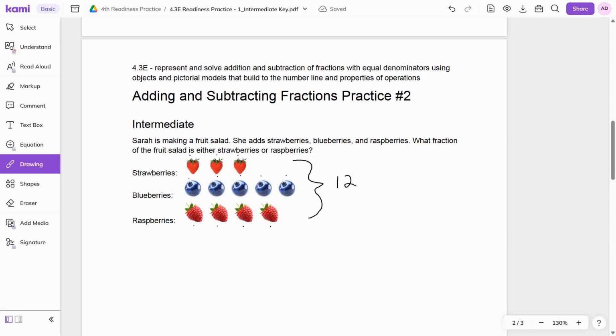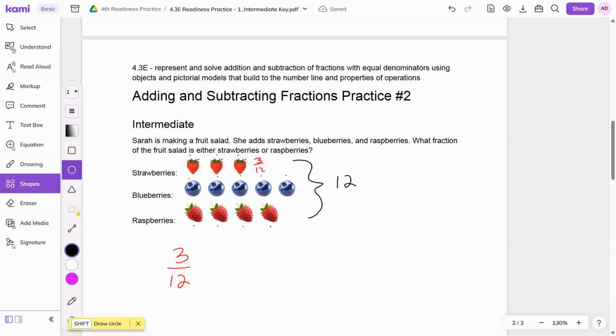12. And so strawberries or raspberries? Well, let's go red for strawberries. So what fraction of the fruit salad is strawberries? Well, how many strawberries do I have? I've got 3/12. Right, that's going to make my 3/12 right there. And then my blueberries is how much? Or my raspberries is how much? I don't need to know my blueberries. Let's go slightly different red here.